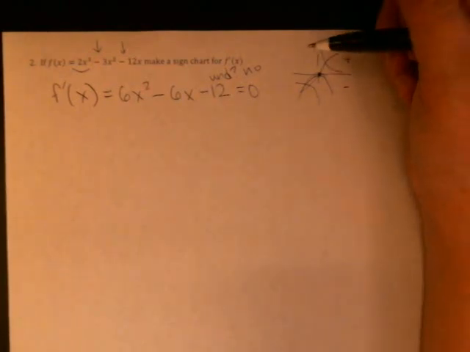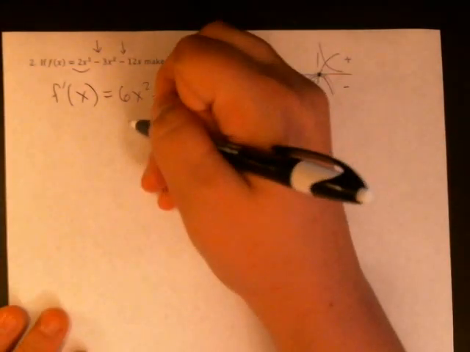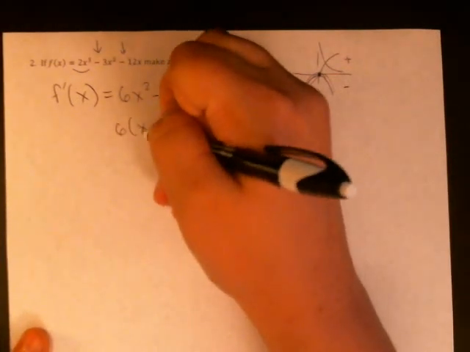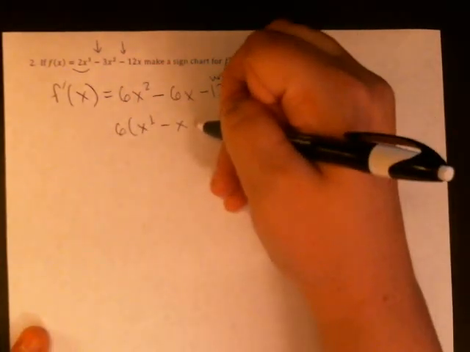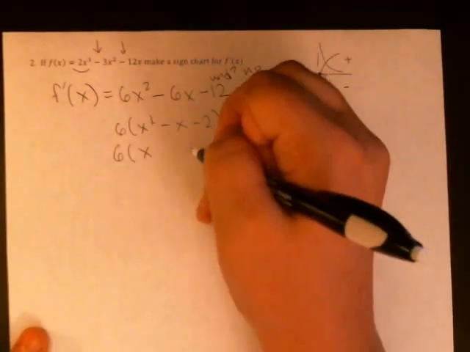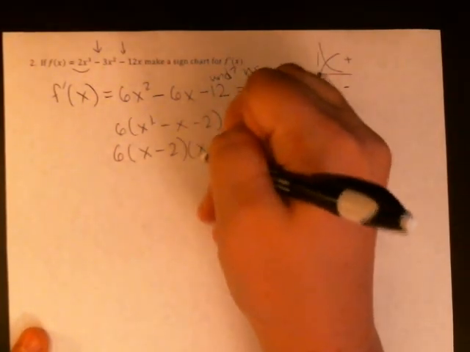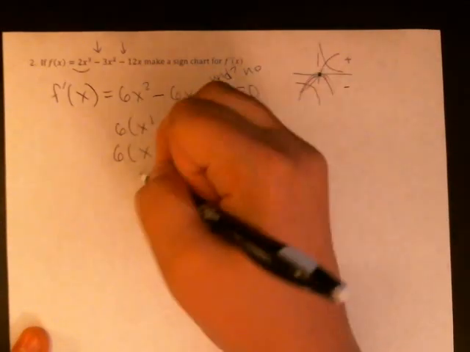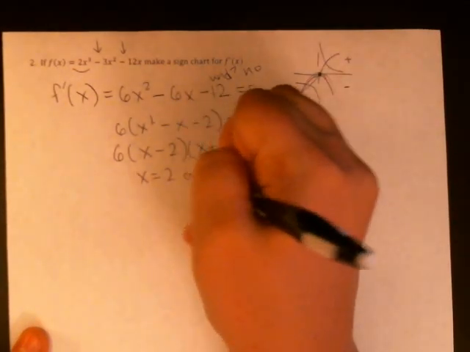So let's see. I'm going to factor out a 6. And I have x squared minus x minus 2. And then I can factor even more. I want (x minus 2)(x plus 1). Which means x is 2 or negative 1.